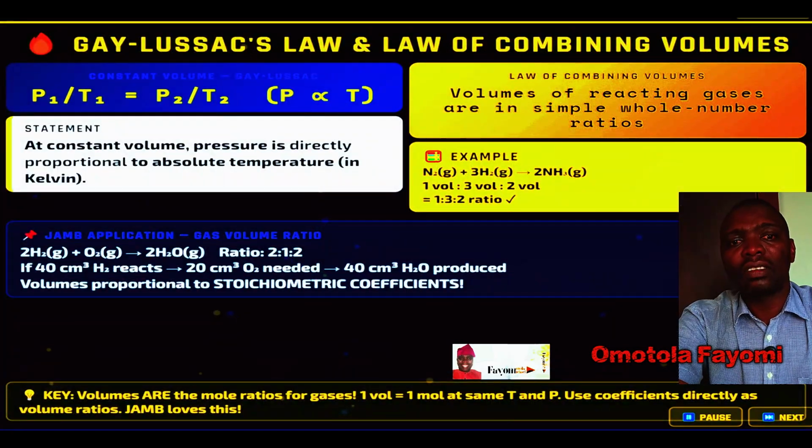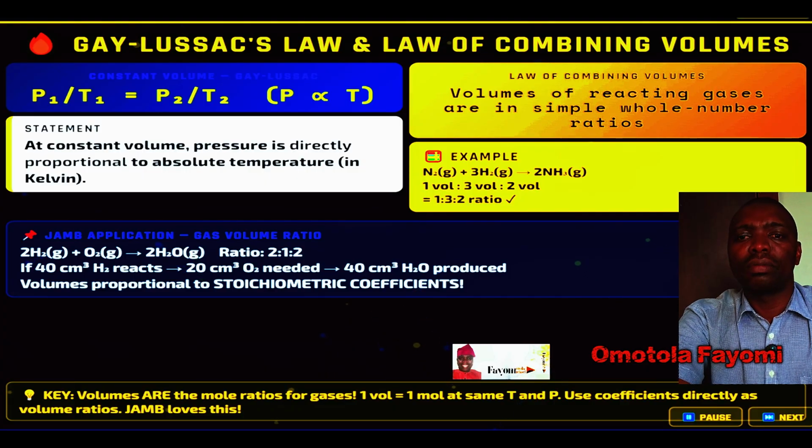And the Gay-Lussac law: at constant volume, pressure is directly proportional to absolute temperature. In this case, P1 over T1 equals P2 over T2. Heat a gas in a sealed container, pressure rises. Cool it, pressure drops. Always in Kelvin. Now here is a beautiful JAMB gift.